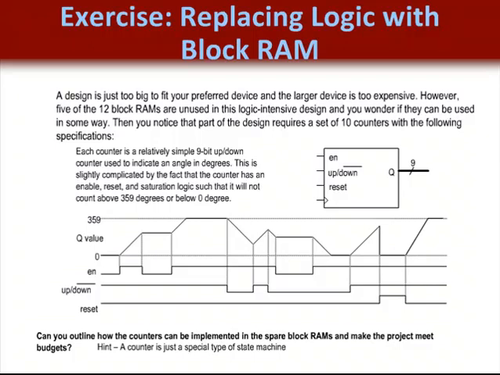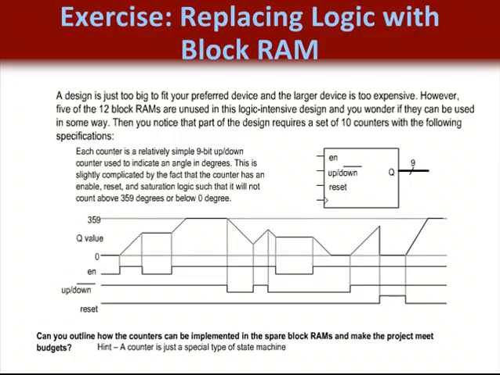So a design is just too big to fit in the FPGA, and the larger device is too expensive. However, 5 of the 12 block RAMs are unused in this logic-intensive design, and you wonder if they can be used in some way. Then you notice that part of the design requires a set of 10 counters with the following specification. Each counter is a relatively simple 9-bit up-down counter used to indicate an angle in degrees. This is slightly complicated by the fact that the counter has an enable, reset, and saturation logic such that it will not count above 359 degrees or below 0 degrees.